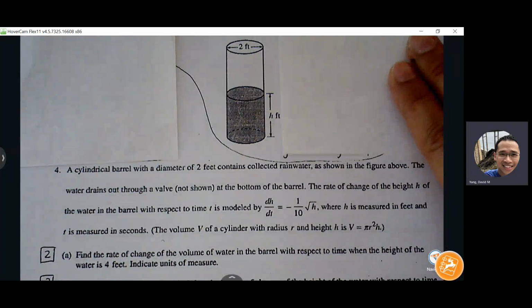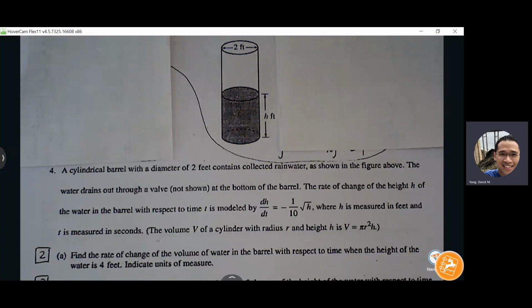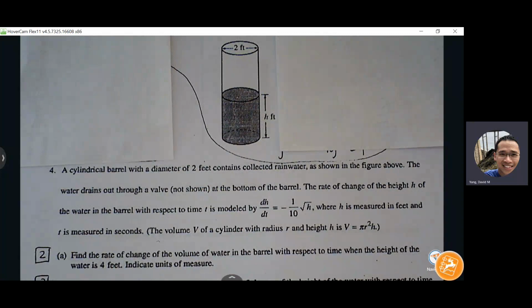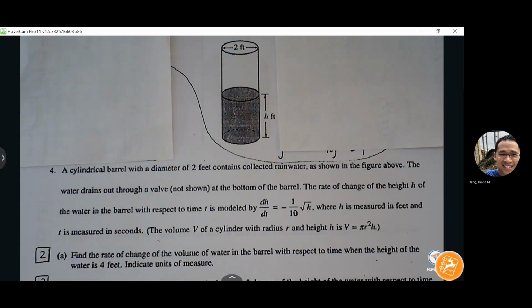Okay, so a cylindrical barrel with a diameter of 2 feet. So the diameter is 2, you know your radius is 1. It collects rainwater, shown in the figure. The water drains out through a valve, which is not shown, at the bottom of the barrel. The rate of change of the height of the water with respect to time is dH/dt. So that's the rate at which water is coming out. Here's the formula, V equals pi r squared h. Looks a lot like cones, but a lot easier to work with.